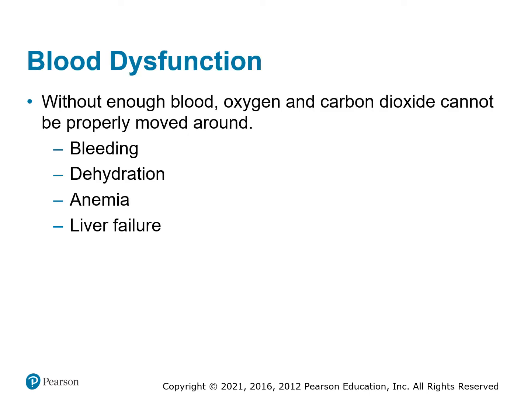Some other dysfunctions we're going to have. If you have bleeding, you don't have enough blood to circulate the oxygen or the carbon dioxide around. If you have dehydration, the blood gets too thick because there's not enough plasma in it. Anemia is when the red blood cells don't pick up the oxygen like they should because they don't have enough iron in them. And then you've also got liver failure. The liver is the filter that cleans the blood up after it goes through. If you don't have a good liver, you don't have that cleaning process, and you have all the extra byproducts floating around in the blood.